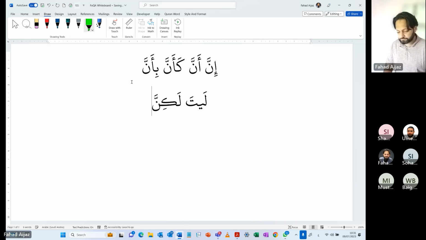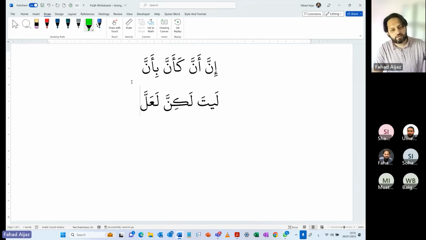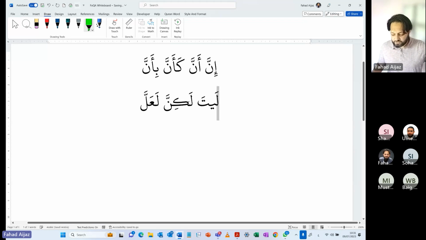Lakinna. That one also starts with a lam. Inna, anna, ka anna, bi anna, laita, lakinna. And the last one is la'alla. Laita, lakinna, la'alla. So the common factor is the lam in the last three. All three have la before them. Inna, anna, ka anna, bi anna, laita, lakinna, la'alla.